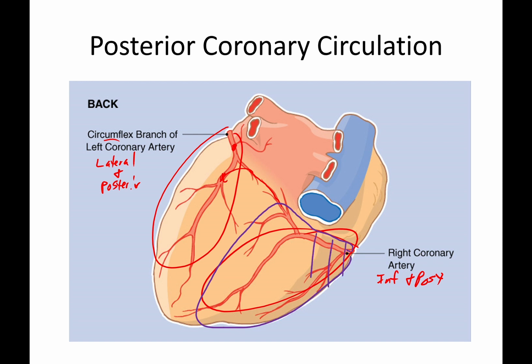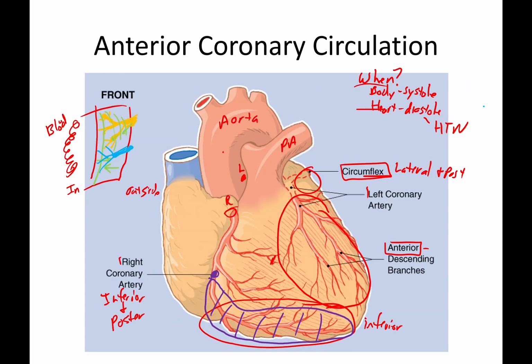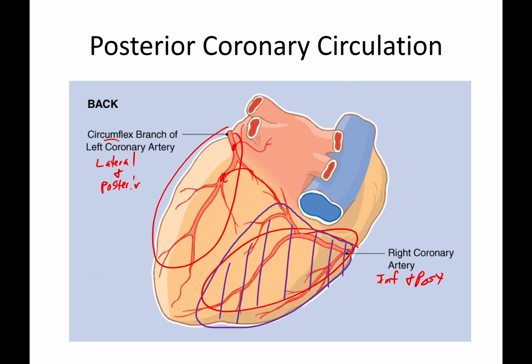And so by having a large blockage in your right coronary artery, you have just knocked out almost entirely the right ventricle and posterior right ventricle, as well as part of the interventricular septum, the IVS. And so let's talk about that a little bit.